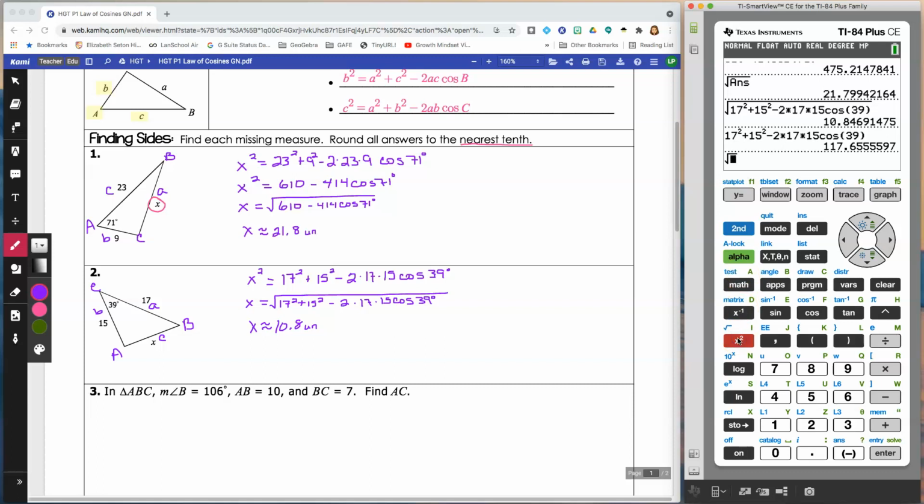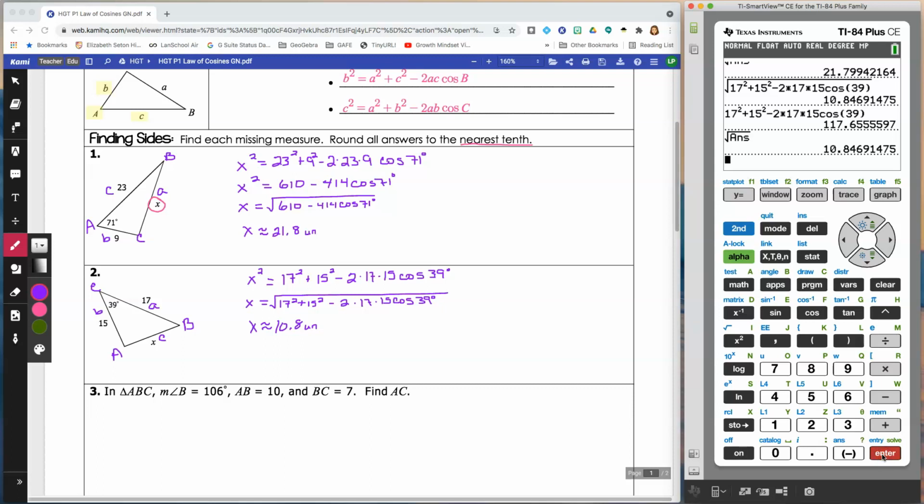I don't want to round this. I want that whole answer there. So again, I'm going to use the second and then negative button. It's going to copy my answer. When I click enter, I get that 10.8 that I was talking about.